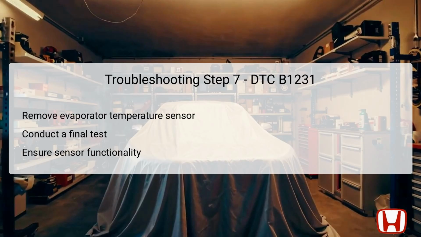The final troubleshooting step involves the removal of the evaporator temperature sensor for testing. After safely detaching it from its connection, you should conduct a comprehensive test of the sensor to ensure it operates as intended. Testing typically involves checking the resistance of the sensor at connected points to ascertain that it responds accurately to various temperature conditions. Anomalies in the sensor readings can confirm that the sensor itself is defective and requires replacement.